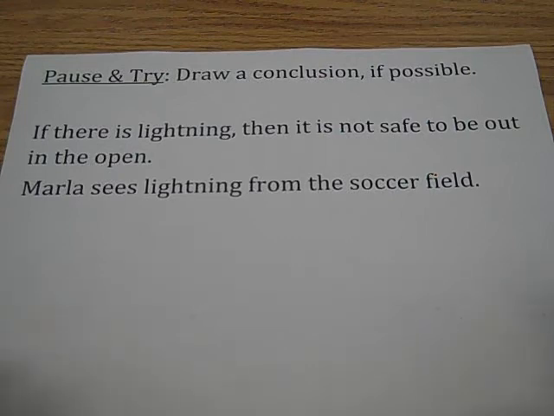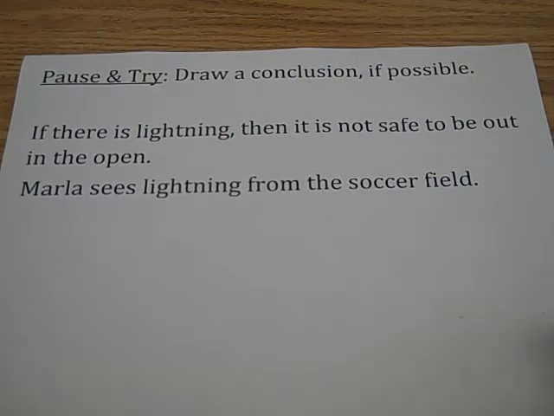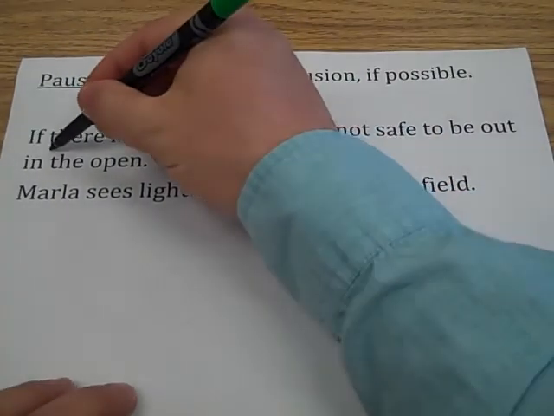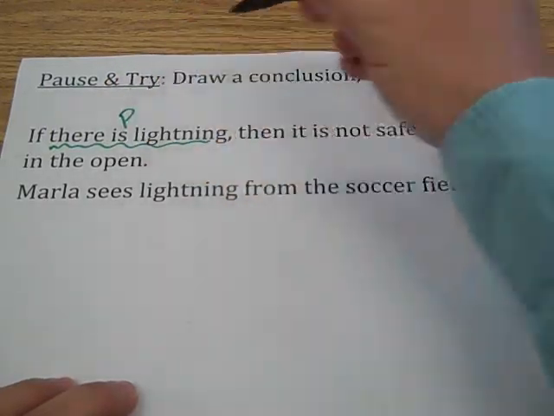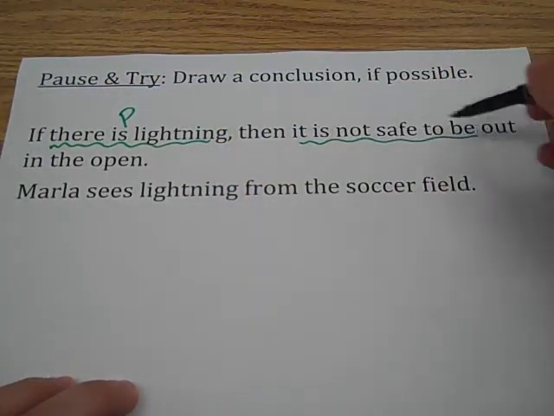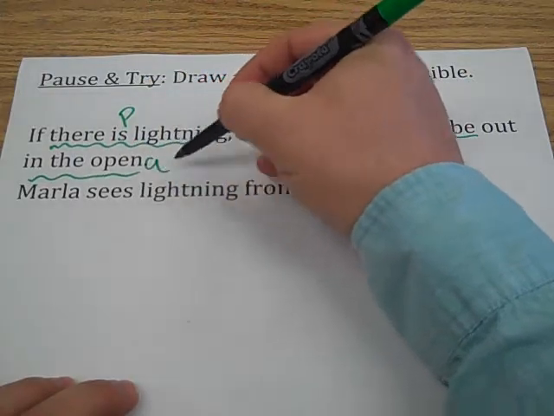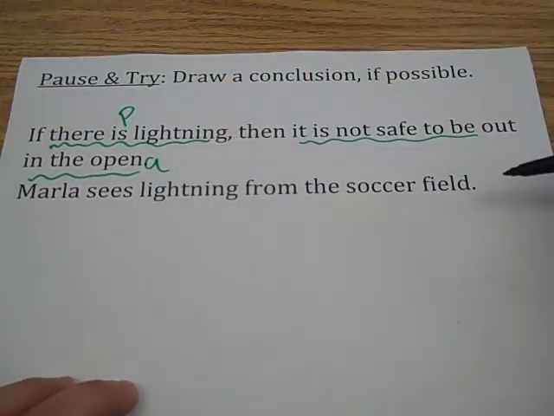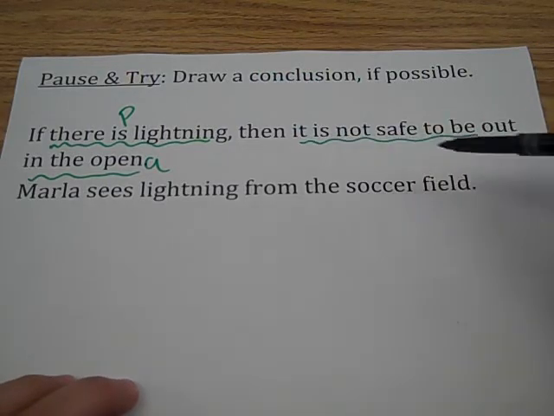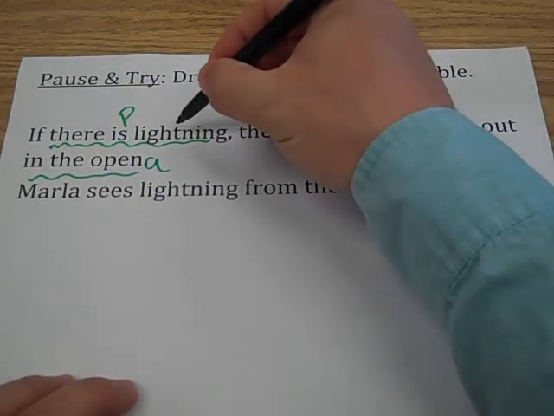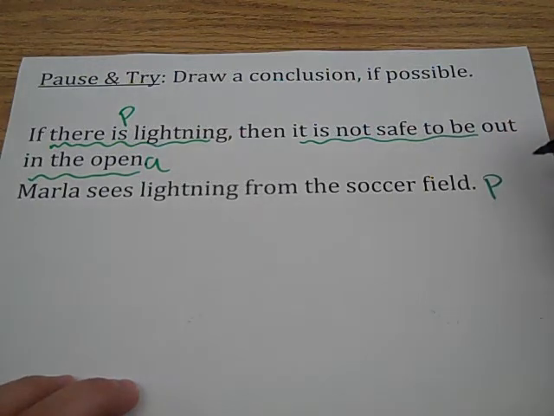Go ahead and please pause, and if you can, draw a conclusion about this scenario. So again, I'm going to identify my P, and I'm going to identify Q, and then let's see if this is an example of either of them. P was there is lightning, Q is it is not safe to be out in the open. Marla sees lightning from the soccer field. That's an example of there being lightning, an example of P.